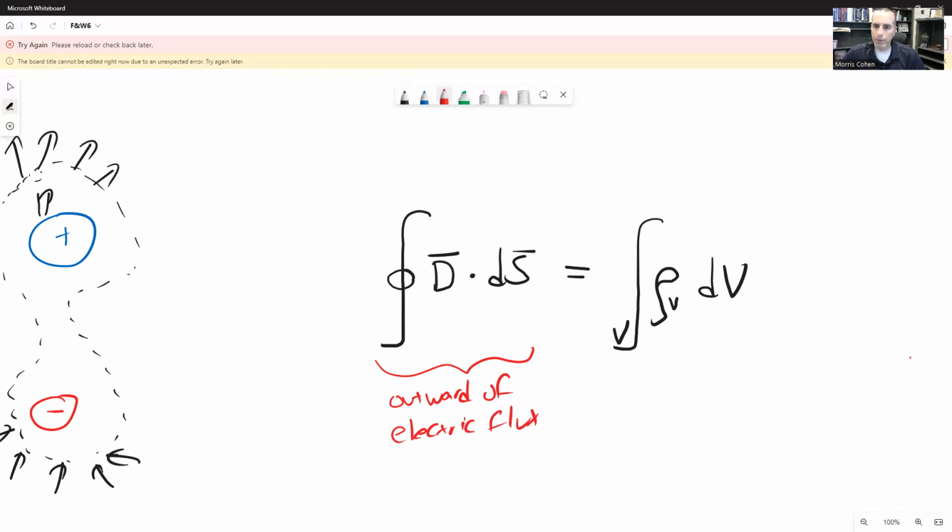Right, and this right term here is the total charge in the enclosed volume.